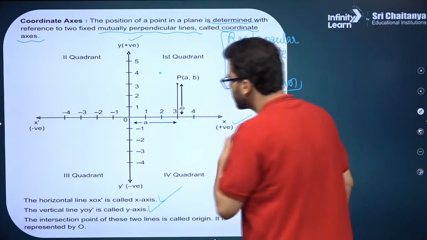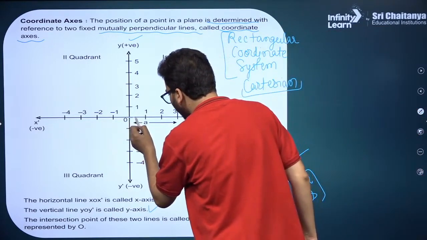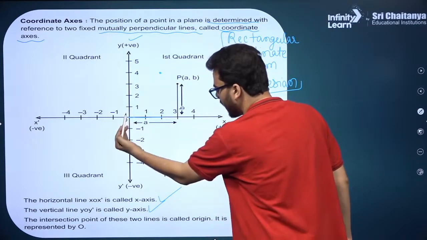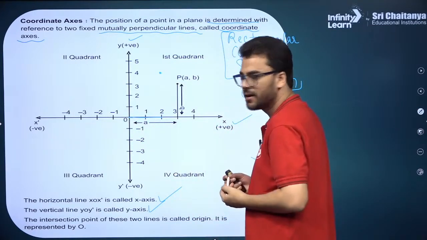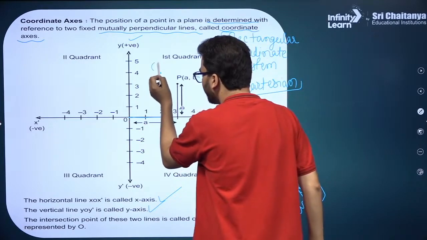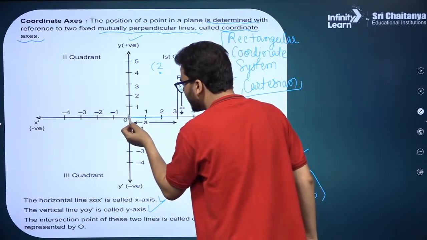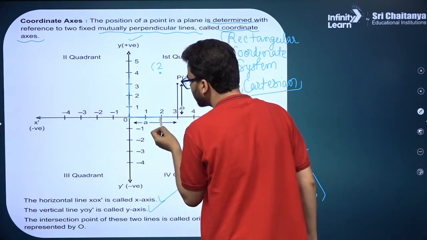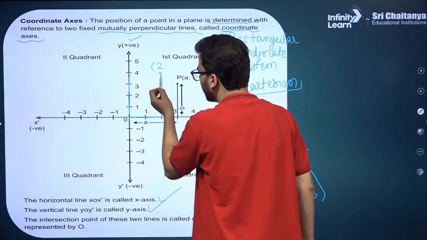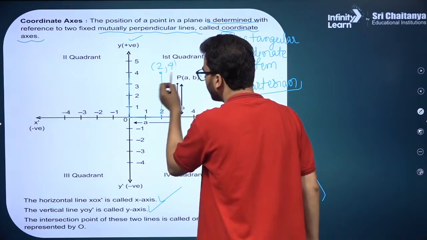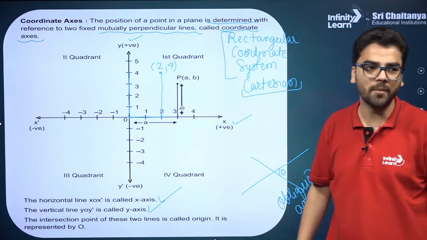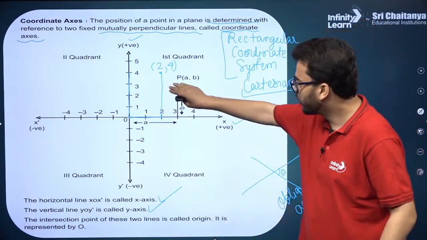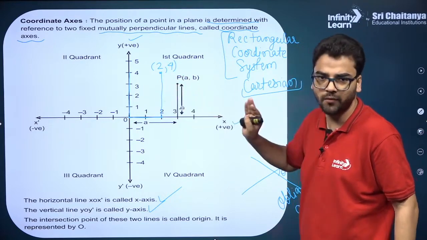So the coordinates of this point, first you have to move along the x-axis. You have moved 2 units distance, right? So basically x coordinate will be 2, and then in order to get this point, if you move along the y-axis, it is 4 units. So therefore the coordinates of this point are 2, 4. Exactly. Very simple. 2, 4, they are the coordinates of this point over here, right?